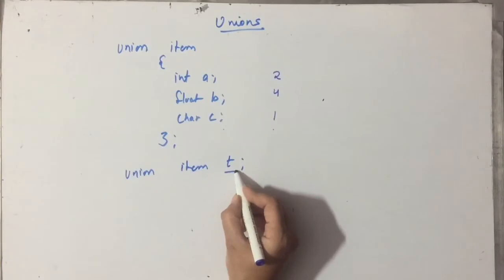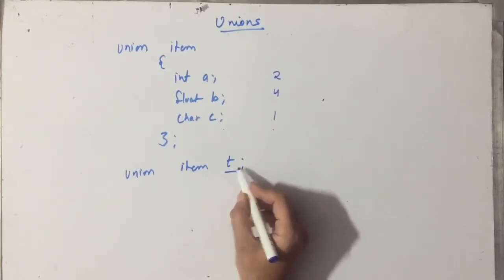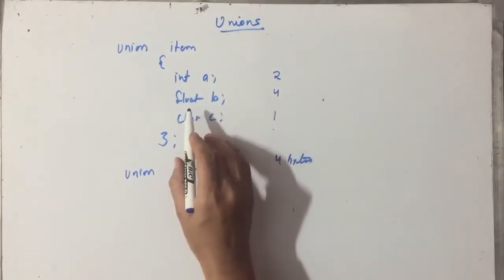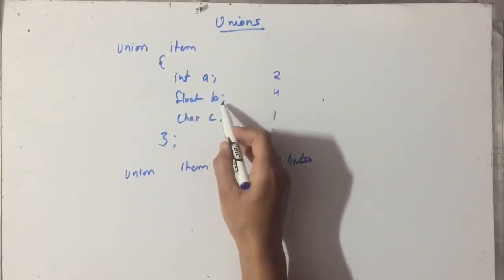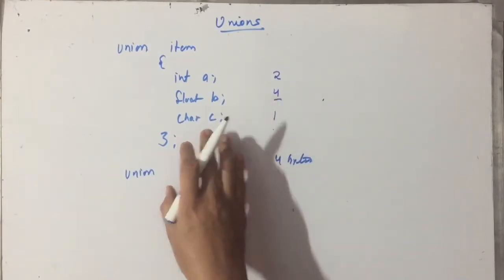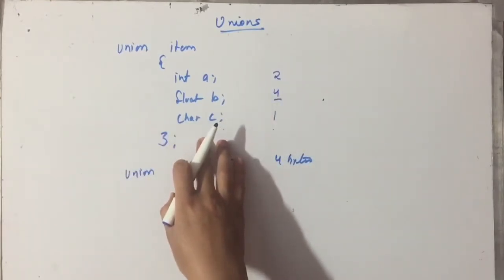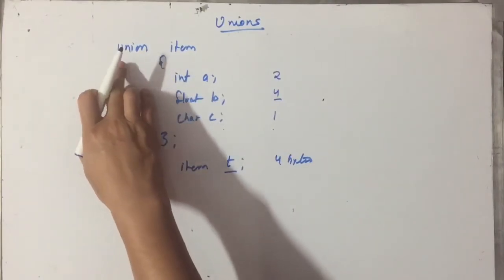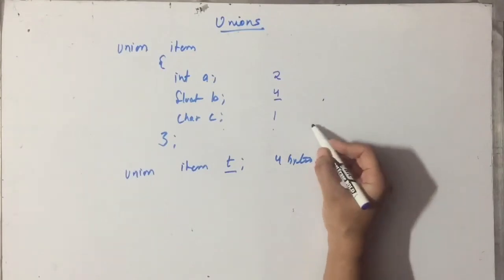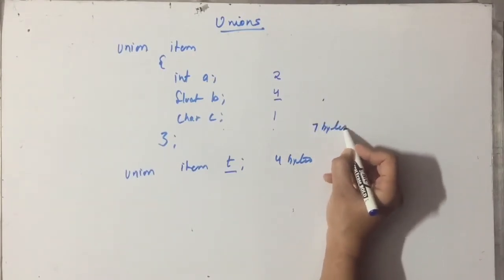So the t variable of the union will occupy 4 bytes of space because the maximum size among the member variables is float, that is 4 bytes. But if it were a structure and not a union, then each member variable of the structure would take its own bytes of memory storage.